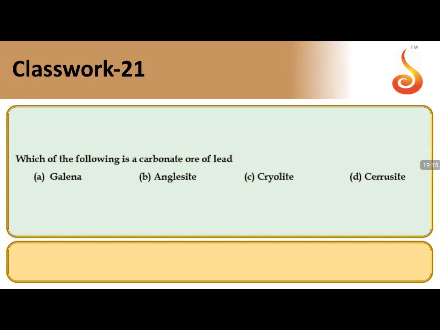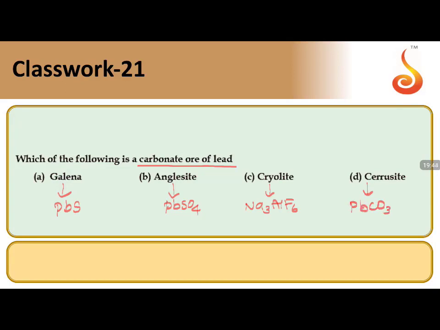Okay, coming to the 21st question. Which of the following is a carbonate ore of lead? Let us write the formulas for each one. PbS is galena, lead sulfide. Anglesite is PbSO4. This is also known to you. Cryolite formula Na3AlF6. This is also known to us. And cerussite, what is the formula? PbCO3. Very good. That's the formula.